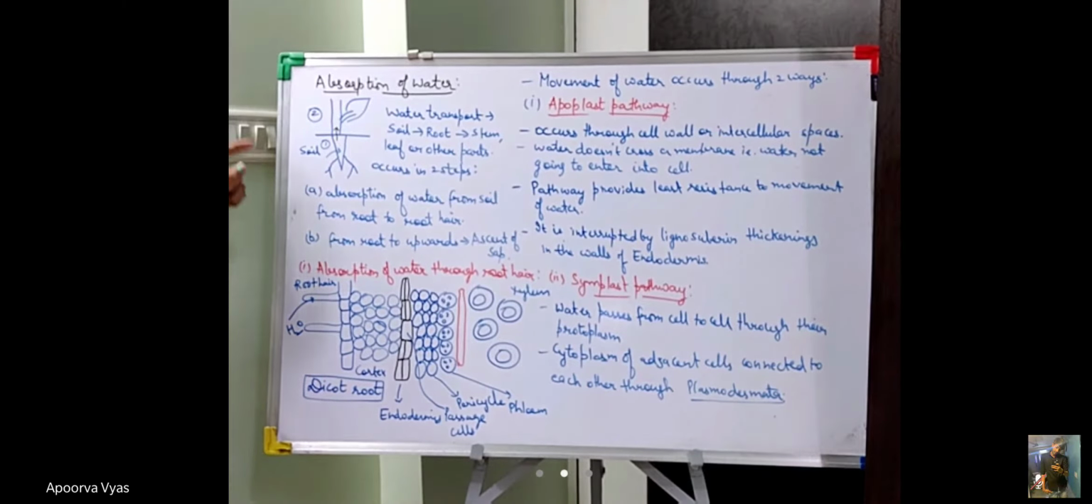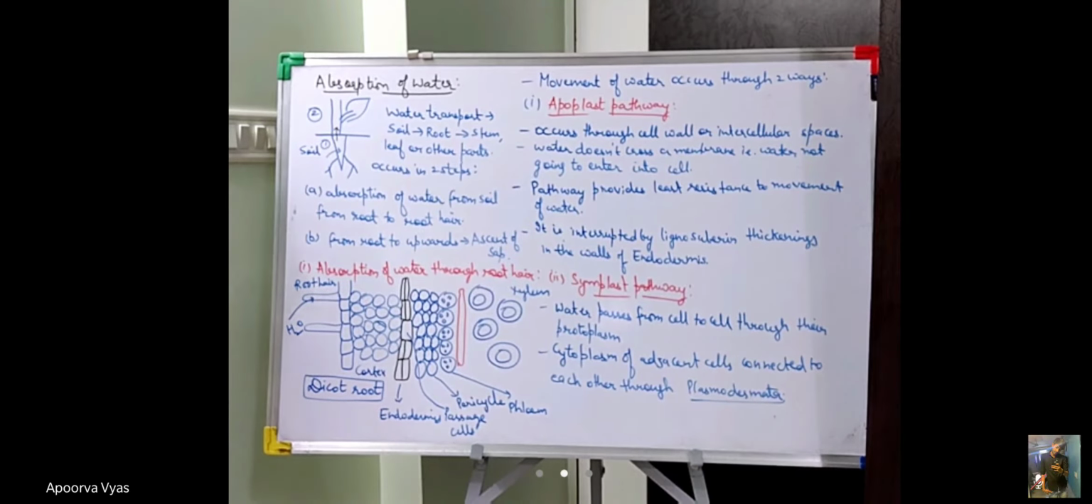What is the route of the water transport? The route becomes soil. First, through the soil the water will enter into the root. Now through the root it is going to the stem, leaf or any other part of the plant where the water has to be transported. As I said, this occurs in two steps.